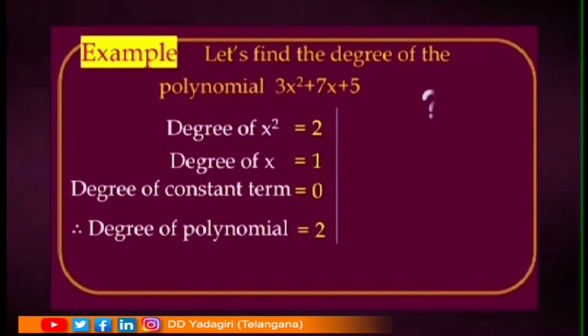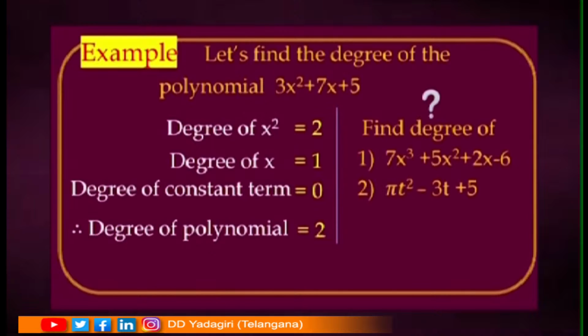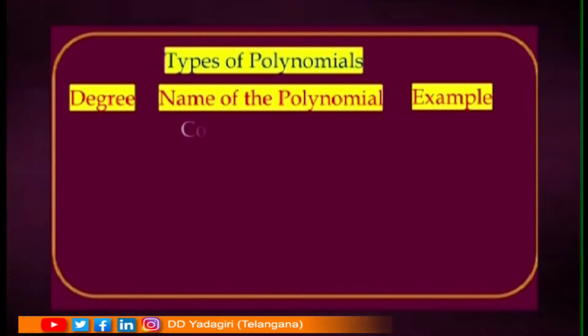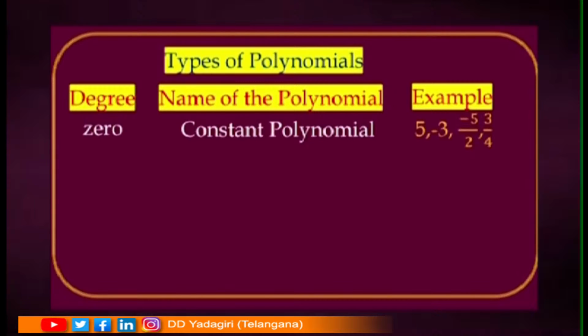So just try to practice these questions. Find the degree of 7x cube plus 5x square plus 2x minus 6, and pi t square minus 3t plus 5. We will discuss the types of polynomials here: the degree, name of the polynomial and examples. If you take the constant polynomial, once you say it is a constant polynomial, the degree is going to be 0. You see that the constant polynomials have only constants.